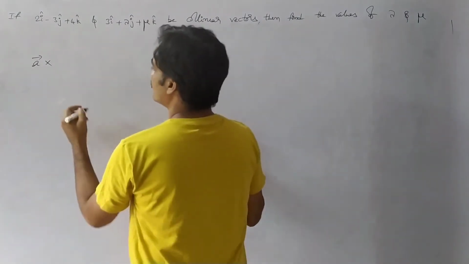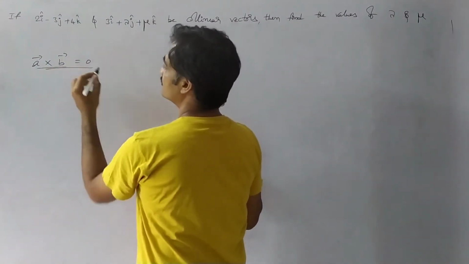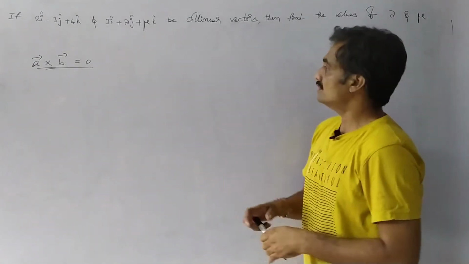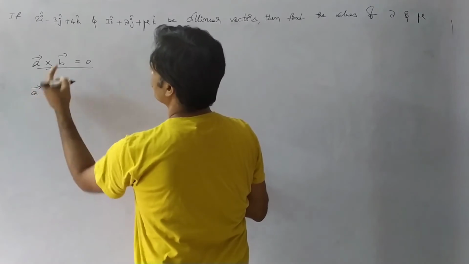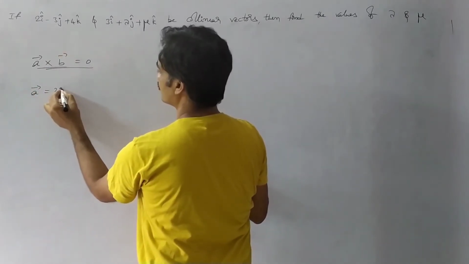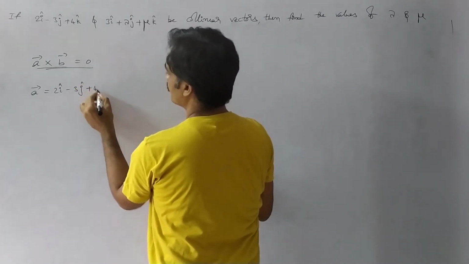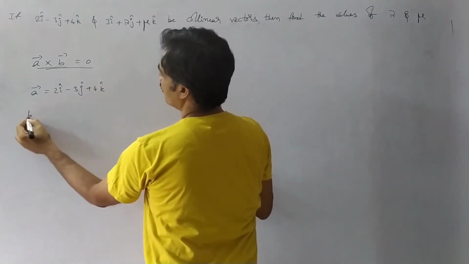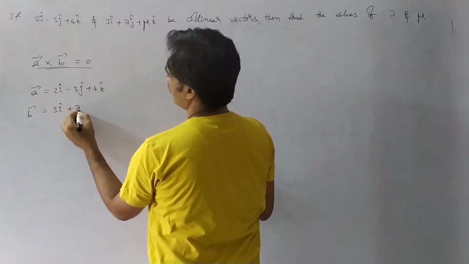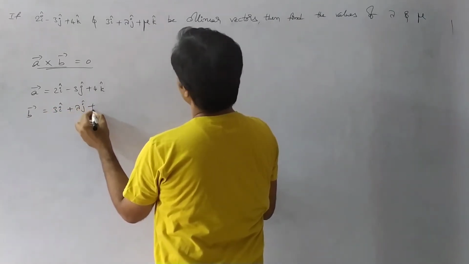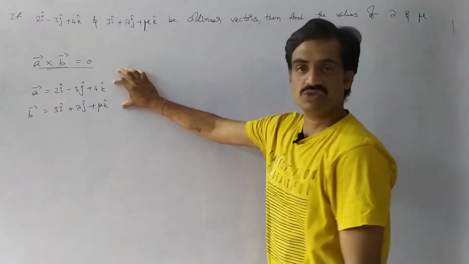We know that when two vectors are collinear, the cross product of the two vectors is equal to 0. So let us consider this vector as a bar. Based on that, we can write a bar equals 2i cap minus 3j cap plus 4k cap, and b bar equals 3i cap plus lambda j cap plus mu k cap. Now we have to find the cross product of these two vectors.